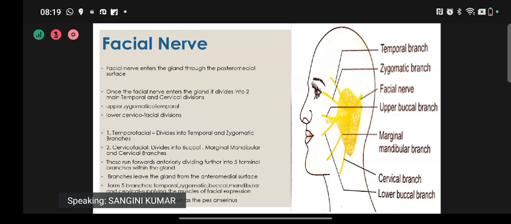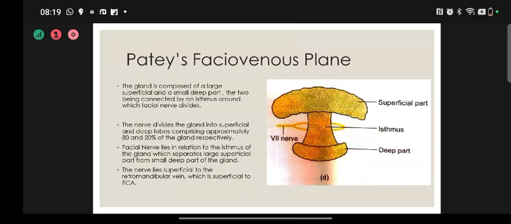These peripheral branches run forward anteriorly and further divide into terminal branches. The branches leave the gland from the anteromedial surface. The terminal branches supply the muscles of facial expression, and this pattern is known as the pes anserinus.